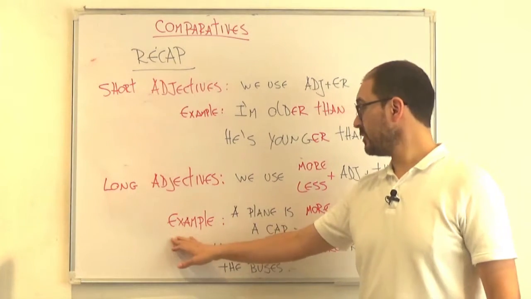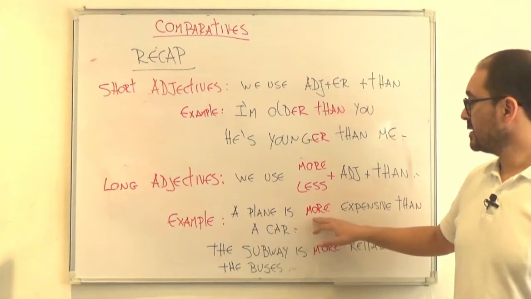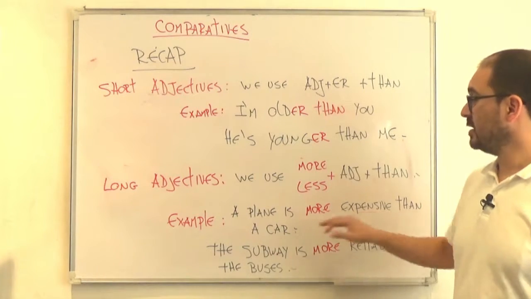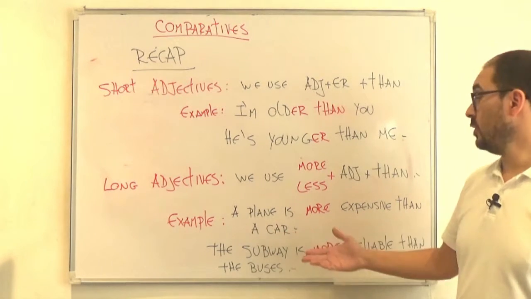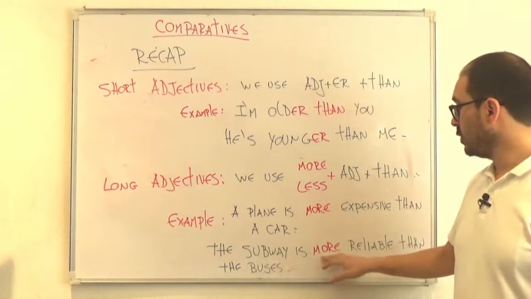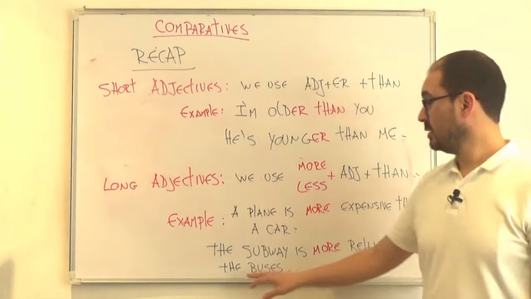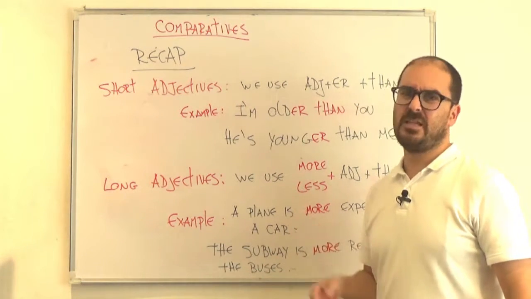So, a few examples of this. A plane is more expensive than a car. Or, the subway is more reliable than the buses, especially in this city.